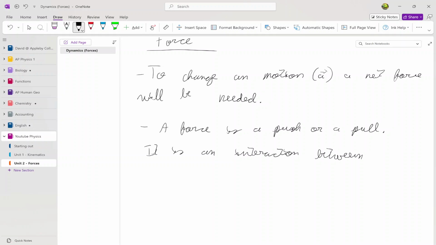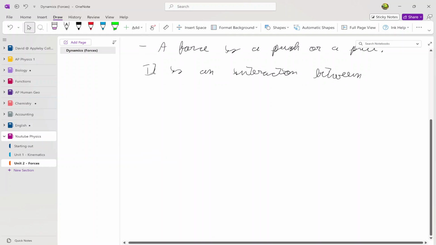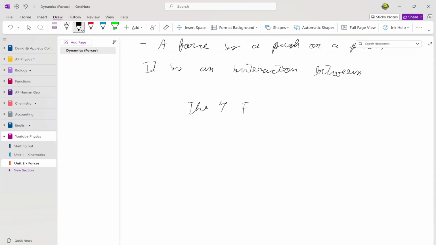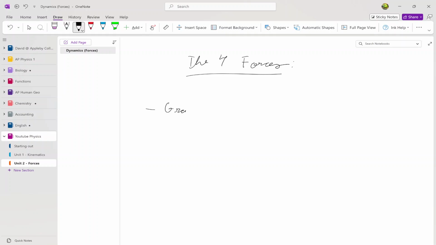But that's very basic. So what are the different types of forces? Well, there's a lot of forces in the world. A lot of them come down to subcategories. But the main ones, the important ones really, are the four forces. So, guess which one is the first one? Boom, gravity.